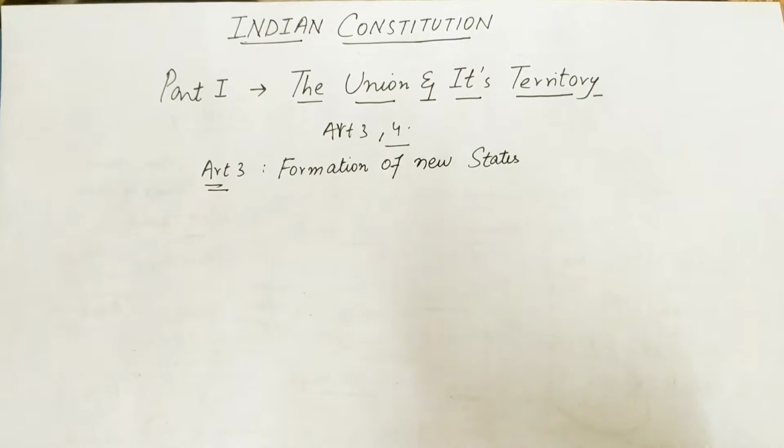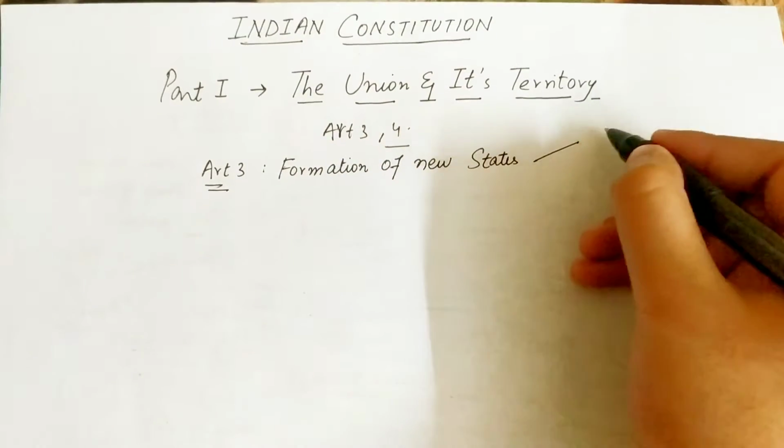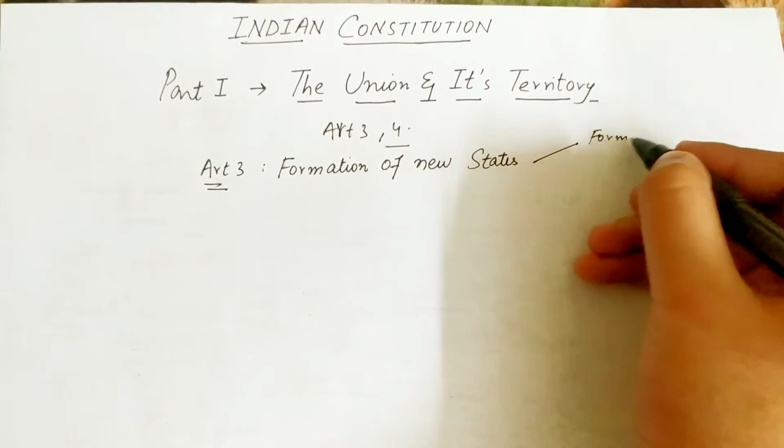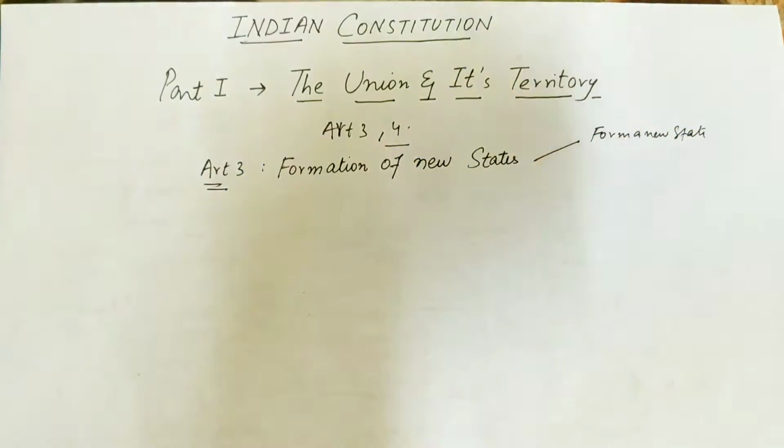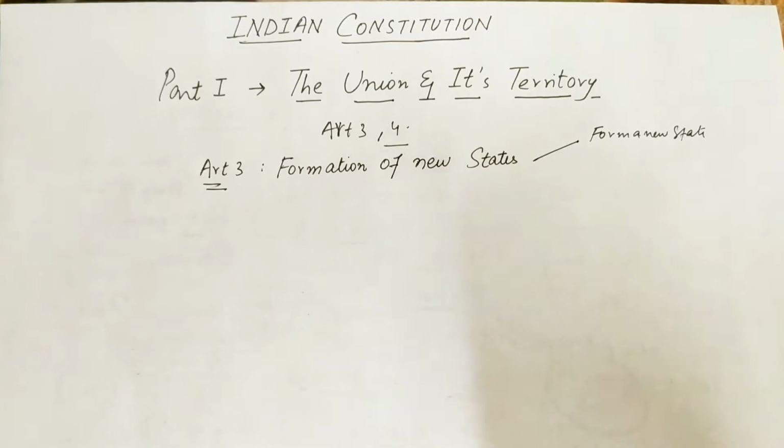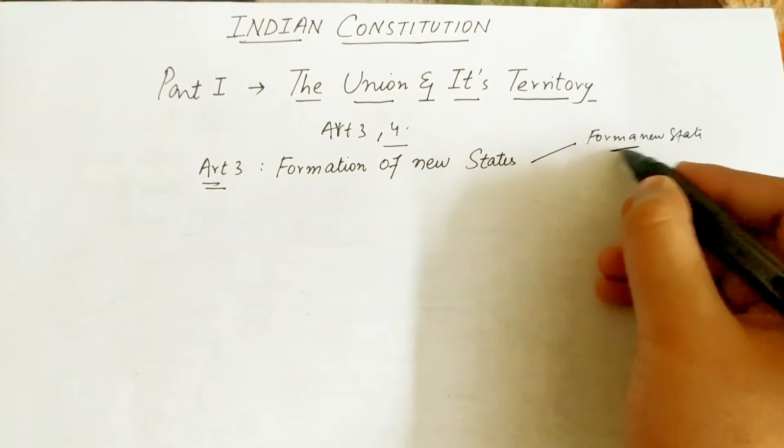Again, this power is vested with the Parliament of our country. Parliament may by law form a new state by separation of territory from any state, or by uniting 2 or more states or parts of states, or by uniting any territory to part of any state. Basically, form a new state.